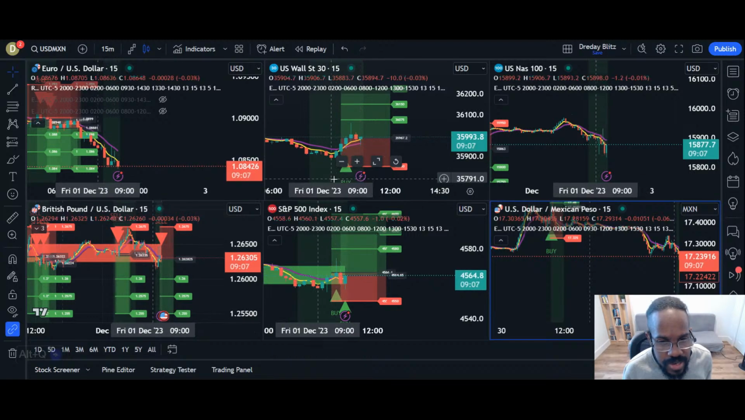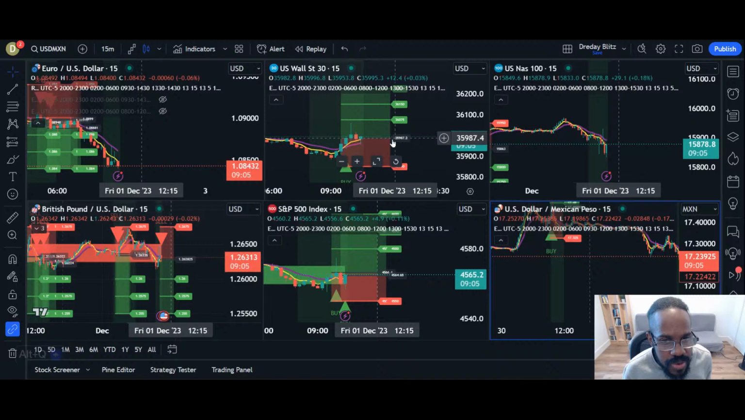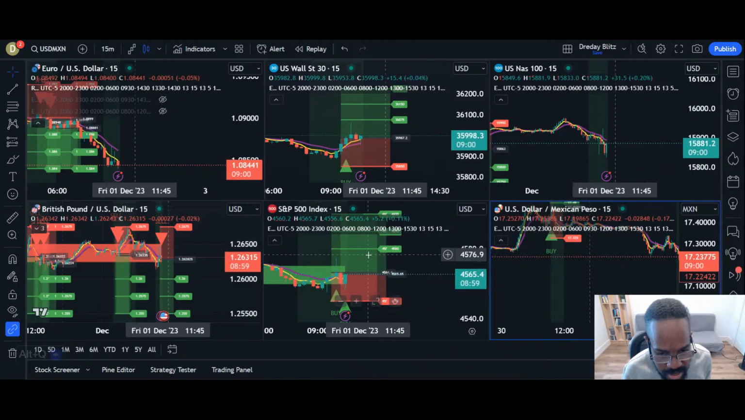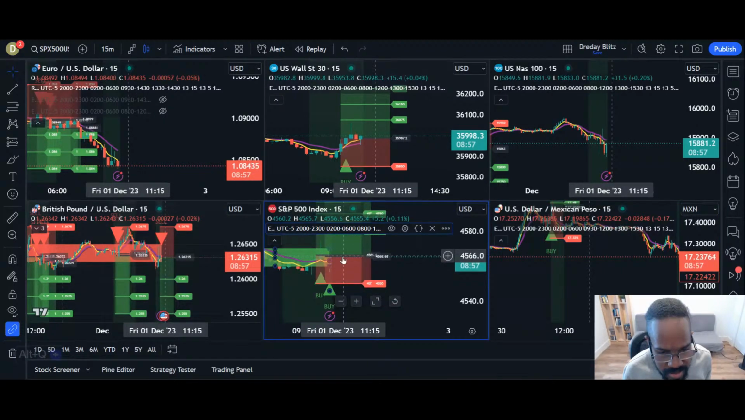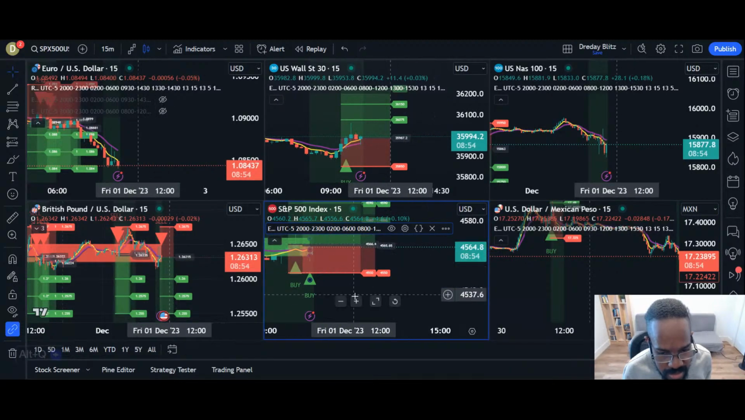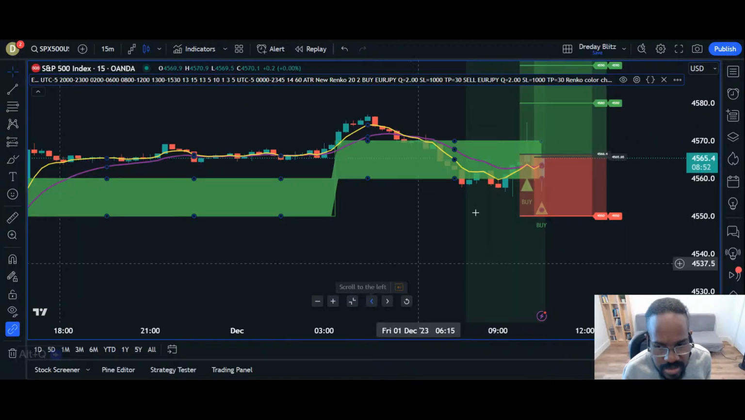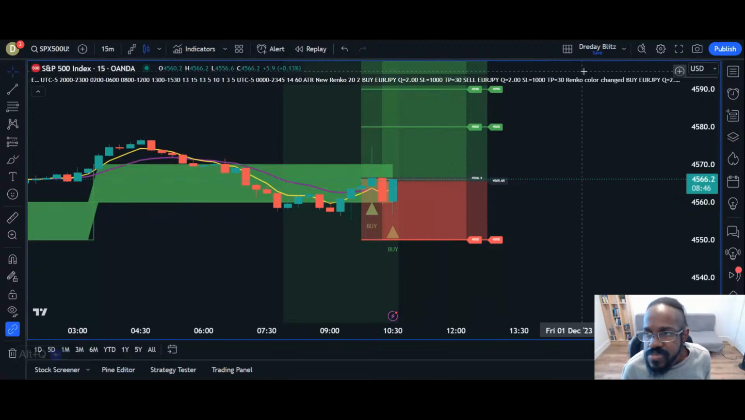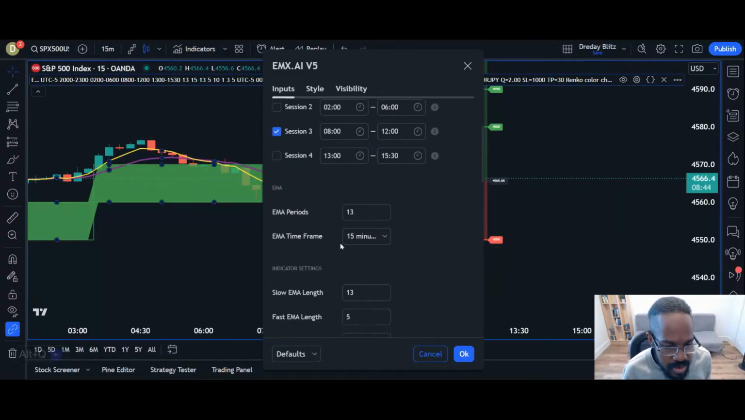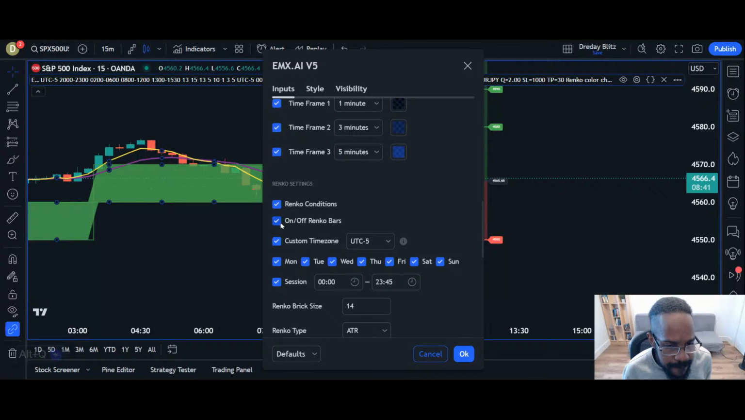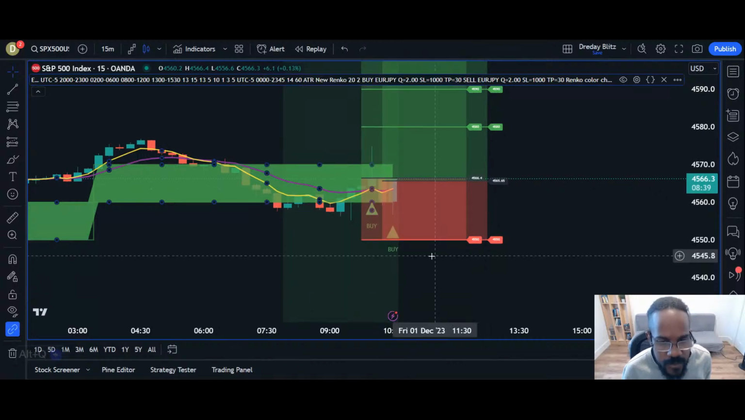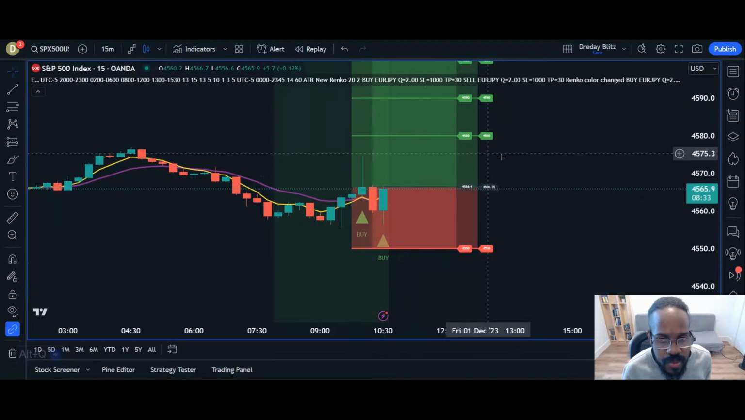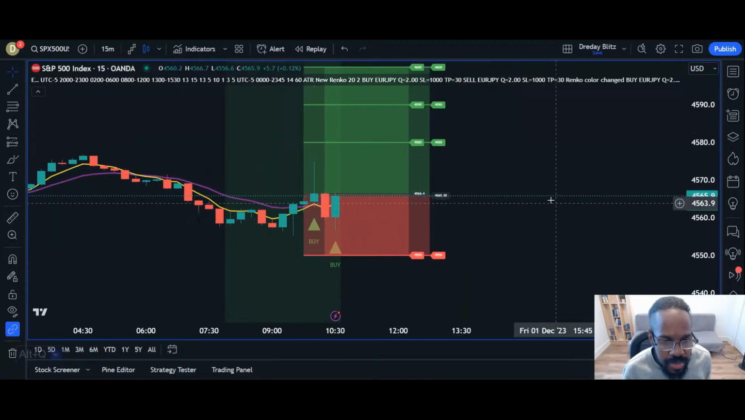Where are we at with US30? US30 is consolidated a little bit. Now we had the S&P 500. Remove the Renko. So we'll add another buy entry here.